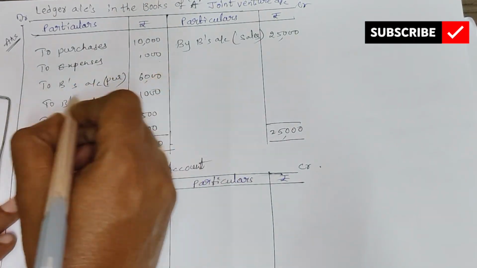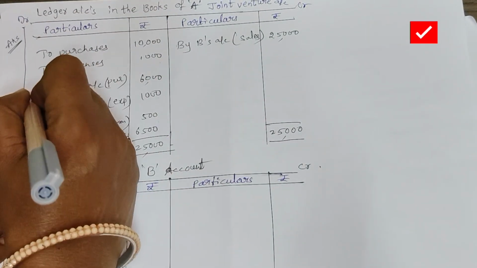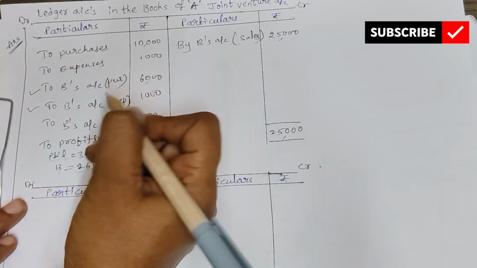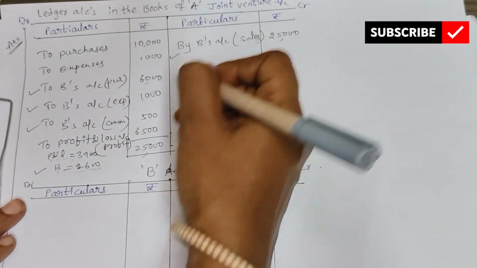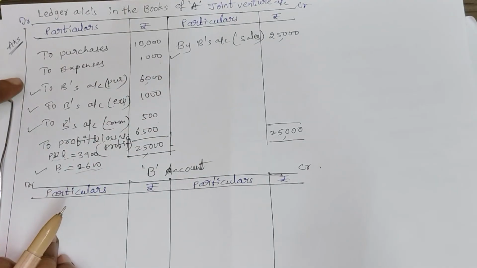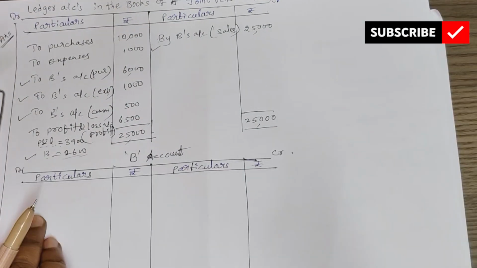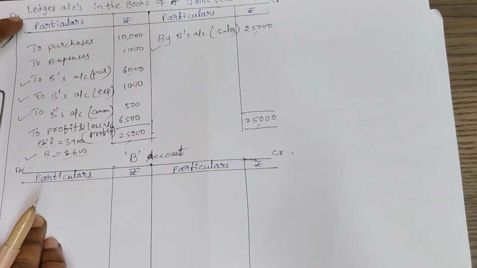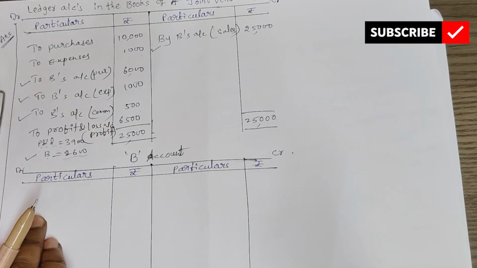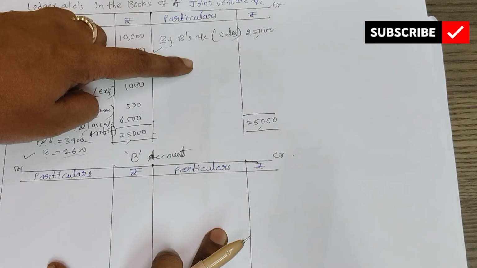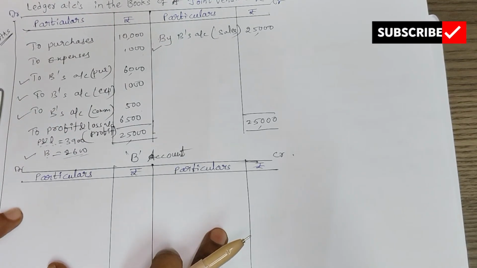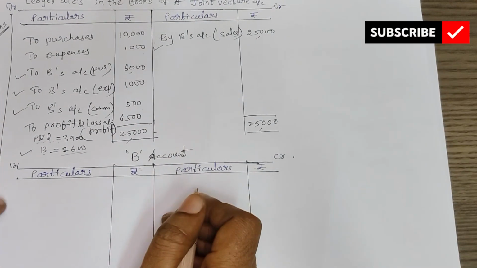Okay, so debit side we have B account, here also B account, here also B account, and here also B account. How many transactions are there? Total 5 transactions are there. So if joint venture account debit side, then in B account that will be credit side. Okay, in joint venture account credit side means that will be B account debit side. Okay, see, just post those items.